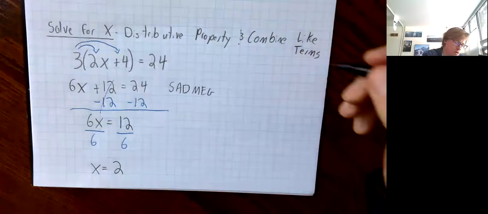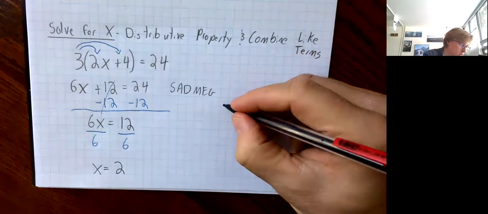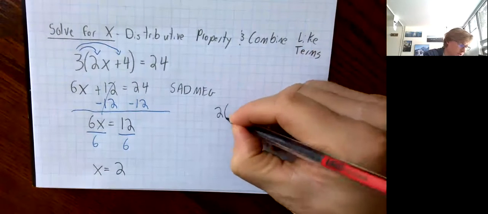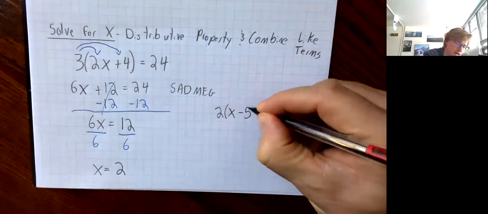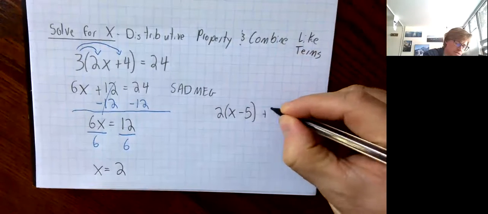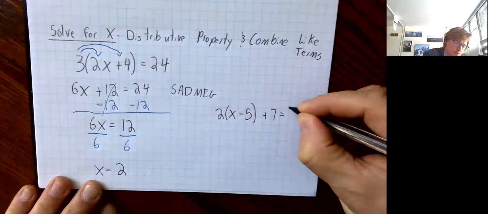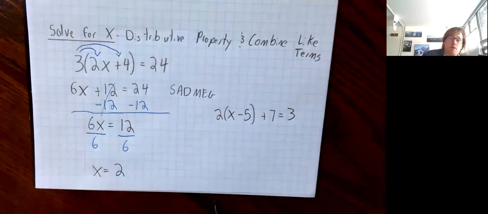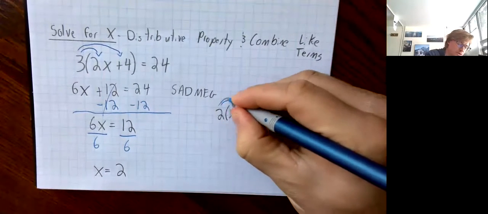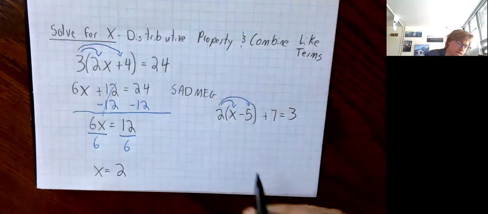I'm going to do one more. Let's do 2 parentheses x minus 5 close parentheses plus 7 equals 3. Here's a problem where we're going to have to do distributive property and then combine like terms. So as always, when we have the opportunity to distribute, we take it.